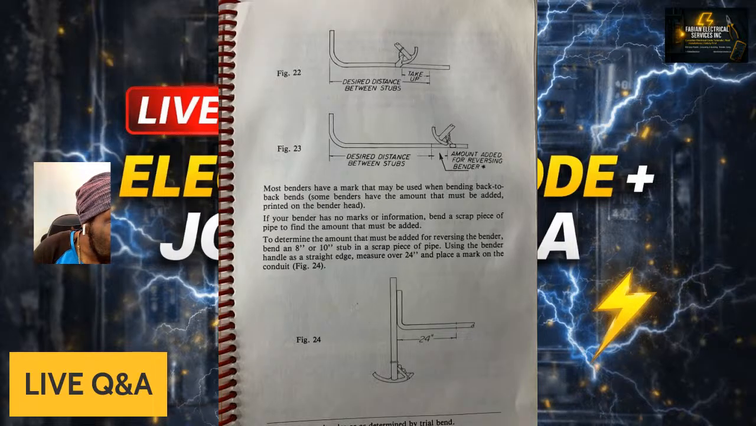If your bender has no marks or information, bend a scrap piece of pipe to find the amount that must be added. To determine the amount that must be added for reversing the bender, bend an 8-inch or 10-inch stub in a scrap piece of pipe using the bender handle as a straight edge.